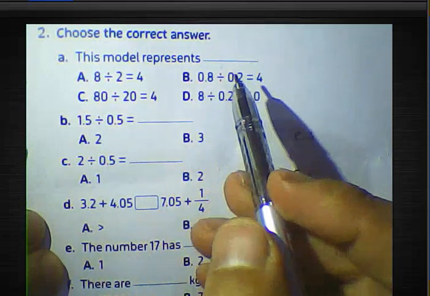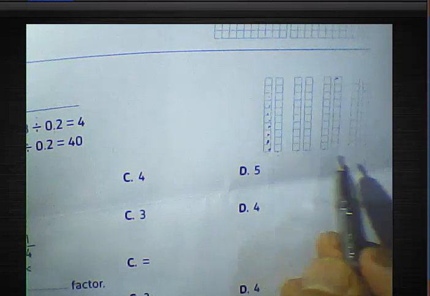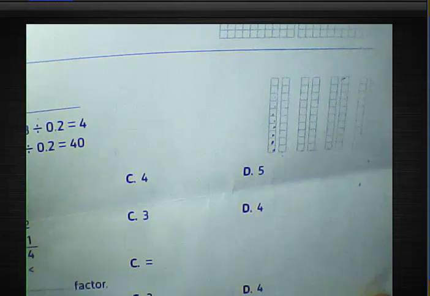This model represents a space. What about the result? We have 1, 2, 3, 4, 5, 6, 7, 8. Okay. And we divide it by 2. 1, 2, 3, 4, 5, 6, 7, 8, 9, 10. We have 10 here. And 10, 20, 30, 40, 50, 60, 70, 80. 80 divided by 2. Okay, 80 divided by 2 equals 40, because 2 columns here equal 20.